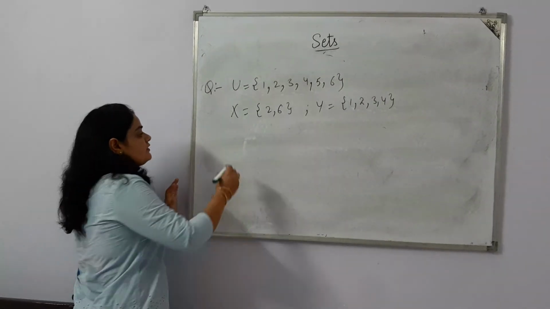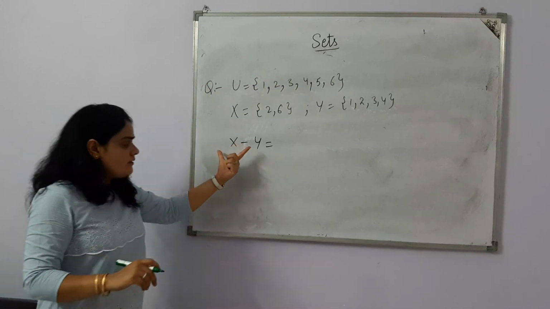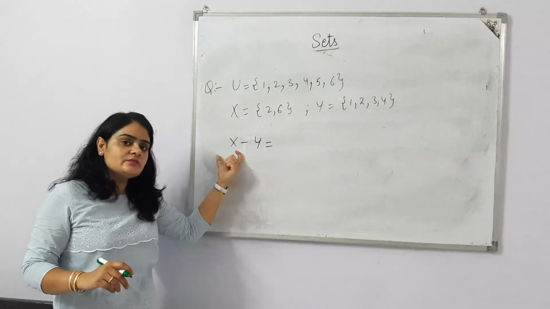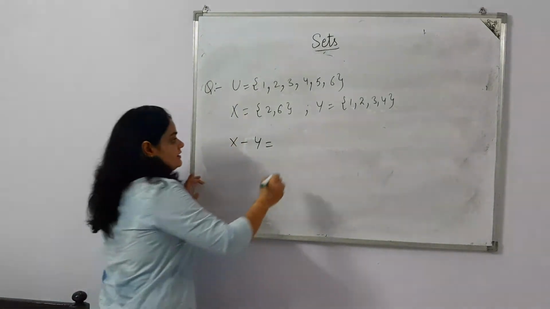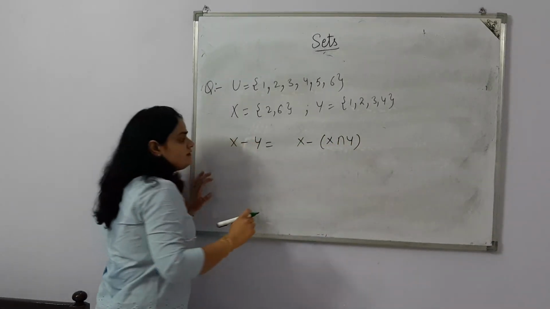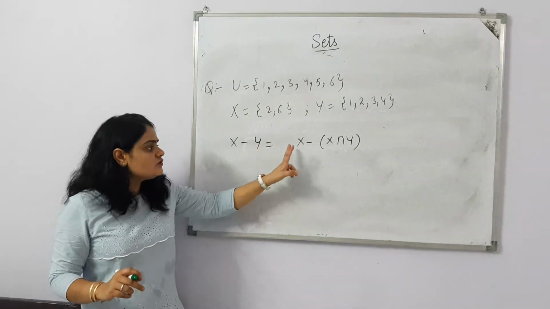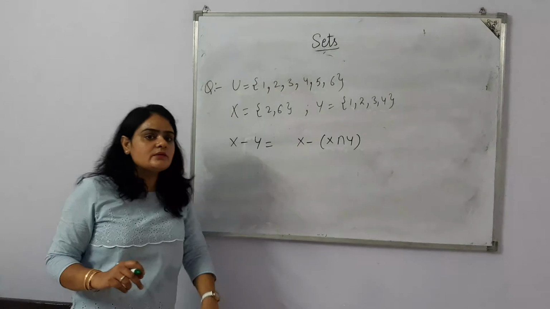So if we want to find X minus Y, it means from X we have to subtract the common portion of X and Y. Its formula is X minus X intersection Y: the elements which belong to X but do not belong to Y. So from X we have to subtract the common portion.